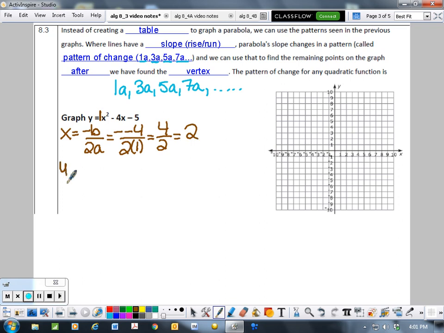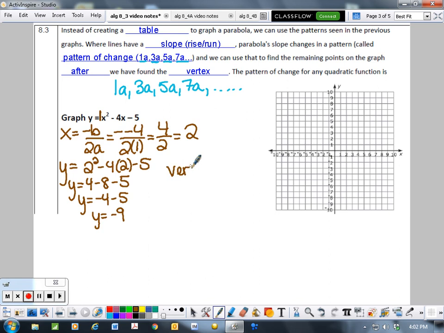Then we're going to plug in to find our y. So let's see, 2 squared minus 4 times 2 minus 5. So y equals 4 minus 8 minus 5. So y equals negative 4 minus 5. And y is negative 9. So my vertex is at 2, negative 9.